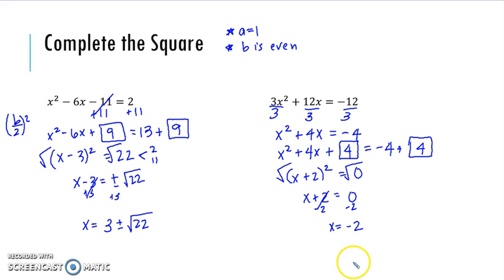Remember, whenever you have a quadratic, you can have no solutions, or two imaginary solutions. You can have one solution or two solutions. So the first one I've got 2 because of that plus or minus. The second one I've only got one solution.